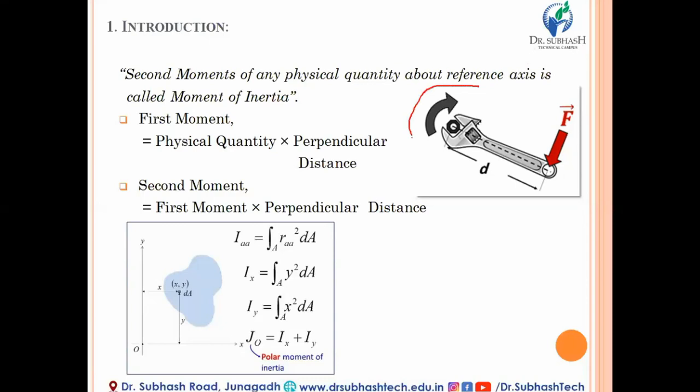Look at the diagram on the top right-hand side of the screen. There is a spanner, and at the end a lateral force F is applied. The length of the spanner is d, and due to that force and the perpendicular distance, a clockwise moment is set up at the other end of the spanner, that means over here. And this is required in order to loosen or open the bolt.